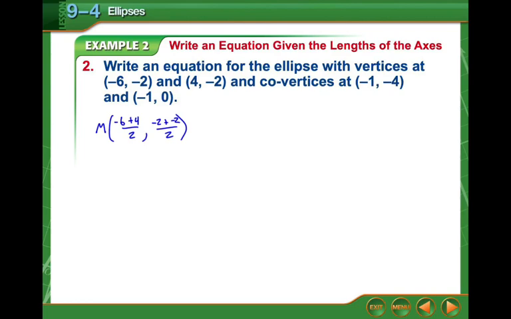Now, based on the fact that my vertices have a negative 2 for both y values, that tells me that this is horizontal. So it's good to know what's going to go first. So x is going to be our first thing on top. So the rest of this, finding our midpoint, negative 6 plus 4 is negative 2 over 2. Negative 2 plus negative 2 is negative 4 over 2. So our midpoint, or the center of our ellipse, is at negative 1, negative 2.